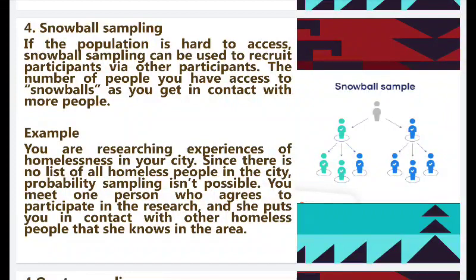For example, you are researching experiences of homelessness in your city. Since there is no list of all homeless people in your city, probability sampling isn't possible. So, you meet one person who agrees to participate in the research and she puts you in contact with others. So, contact ng contact, parang networking nga po, okay? With other homeless people that she knows. So, kakilala. Okay, may kakilala ko. Okay, so yung kakilala mo, refer natin o refer mo para masurvey natin sila. Parang ganun lang, okay? Parang snowball.